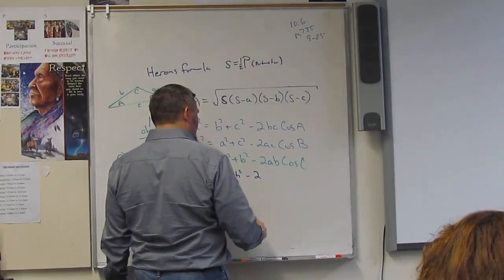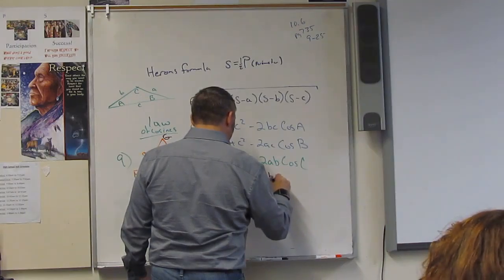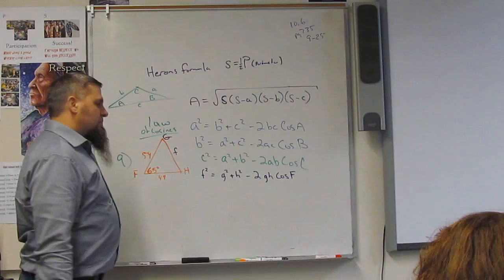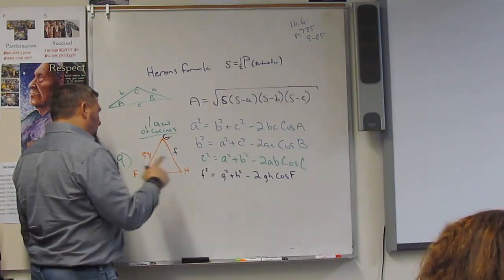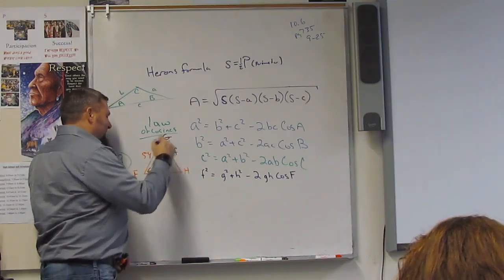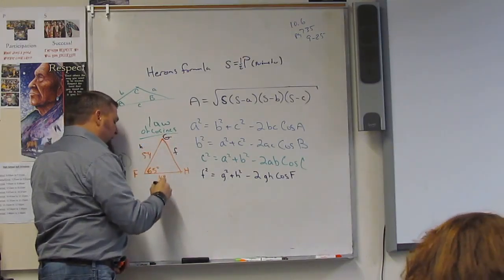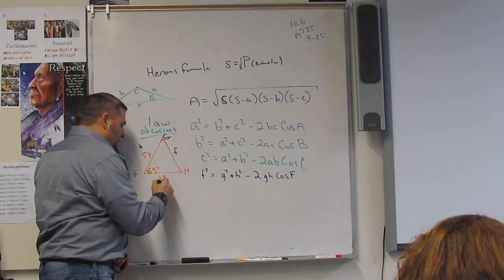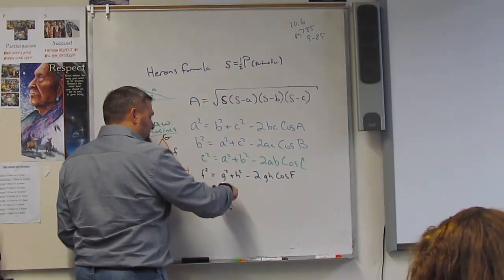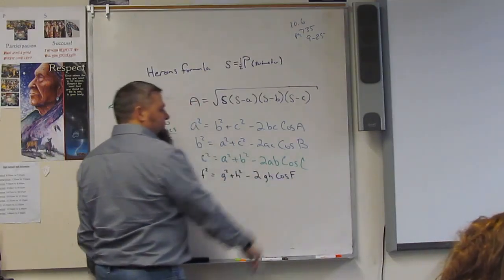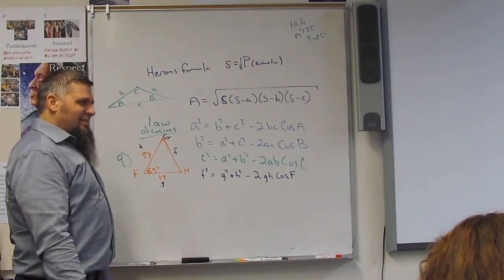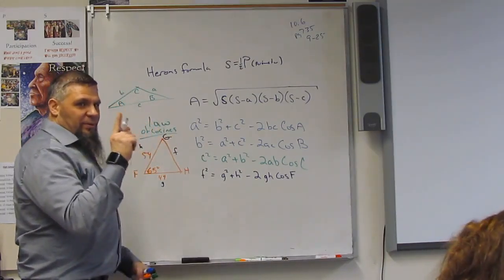No, it'd be G and H. Because it's just the other two that aren't being, and it'd be cosine F. Now, the reason we would do all that would be because we have little h, we have little g, we have big F. So we have everything over here. We just plug it in. It's easy, right? Except one thing.